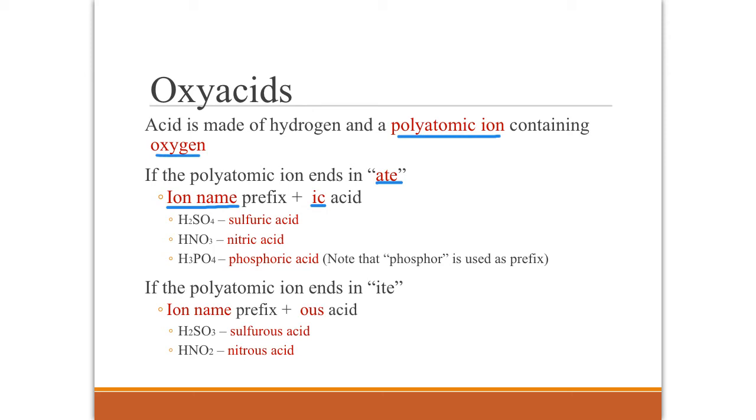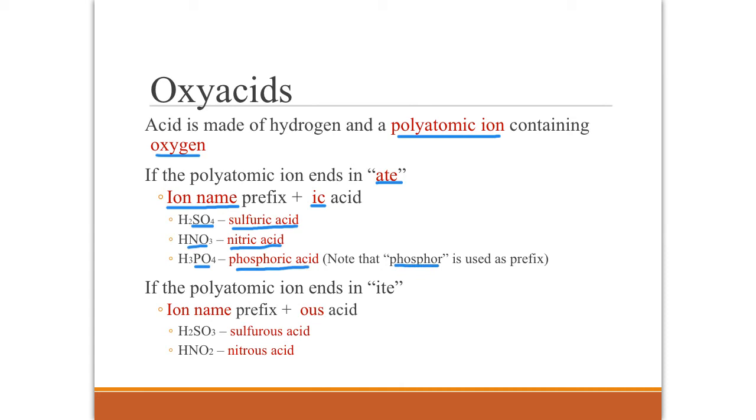So H2SO4, SO4 is your sulfate ion, so that's an ate ion, and that makes sulfuric acid. HNO3, well, NO3 is your nitrate ion, so we have nitric acid. And then H3PO4, PO4 is your phosphate ion, and so this makes phosphoric acid. Notice that we're using phosphor as the prefix when we're working with phosphorus.